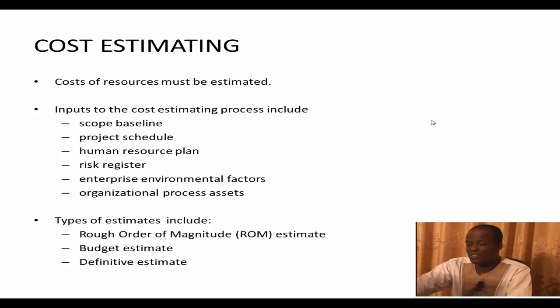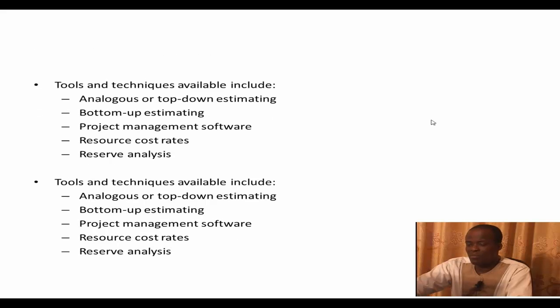Then you have the definitive estimate. It's a bit more refined, and so the margin of error in the definitive estimate is much smaller than the remaining two. These types of estimates are very important because they have a bearing on how accurate an estimate can be. So if you have a rough order of magnitude estimate, the accuracy is much less than the budget estimate, and then the definitive estimate is the best of the three.